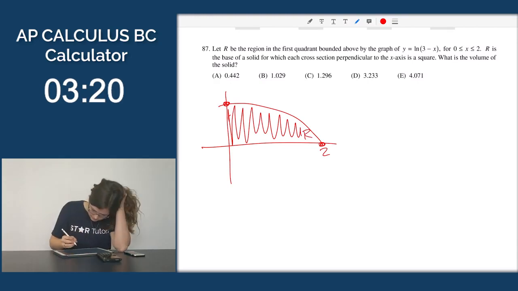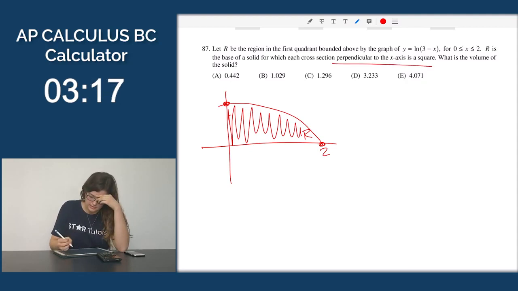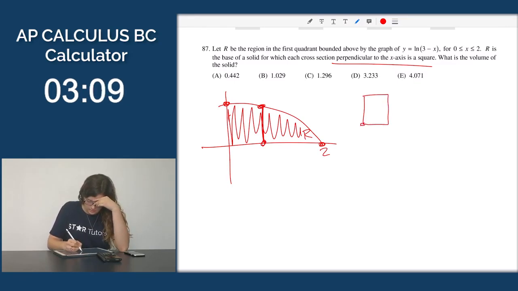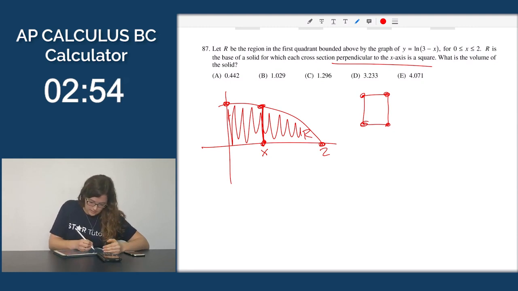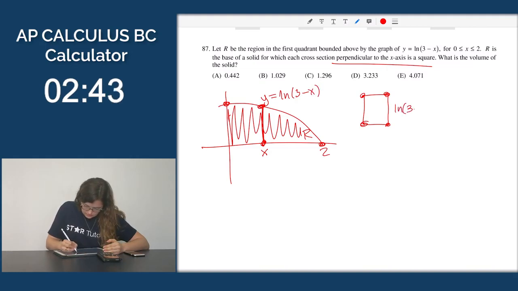R is the base of a solid for which each cross-section perpendicular to the x-axis is a square. So the base of each cross-section is going to be a square, and we need to know what the length of each of those sides is. If I give you an x value between 0 and 2, then the side length of the square is going to be the length of the bar that I've drawn here, which is just up to the y value, natural log of 3 minus x. So my side lengths are natural log of 3 minus x for whatever x I'm picking.